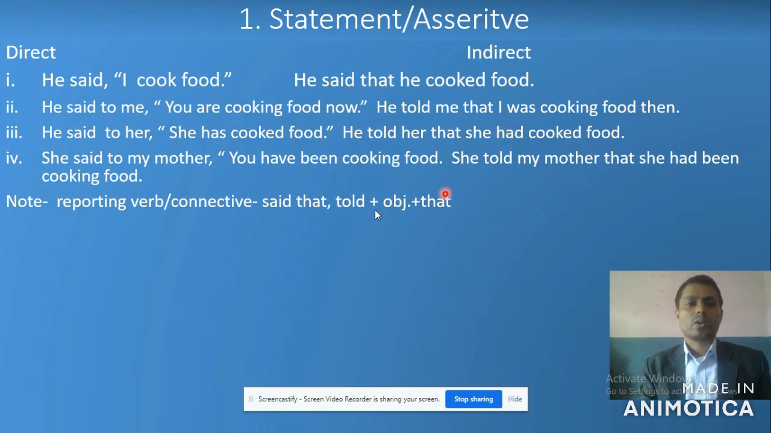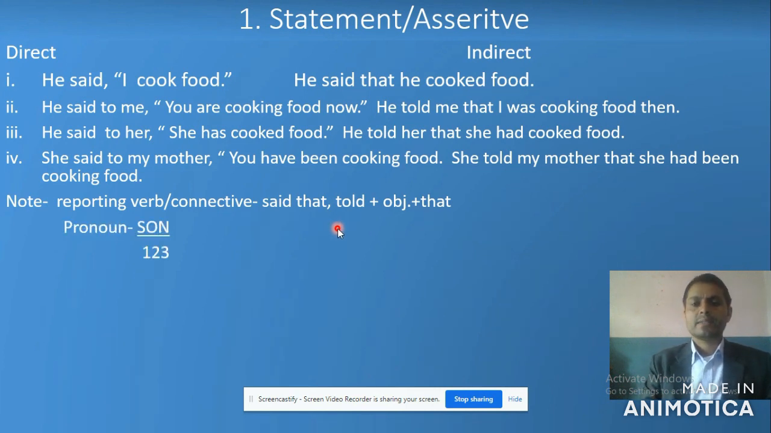That. So this is the thing that you have to remember. In assertive type of sentence, or statement type of sentence, look at here, pronoun. We use this rule to change pronoun. Yes, o, n, son. This is a mnemonic we can create ourselves. Yes, o, n, open. 1, 2, 3.